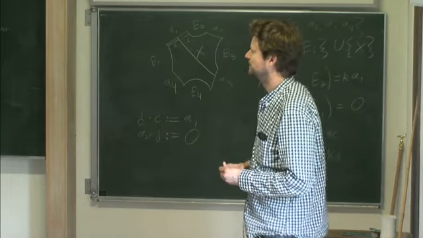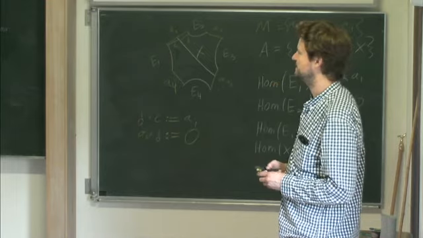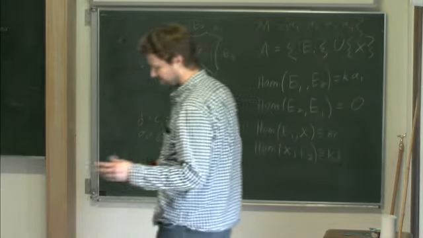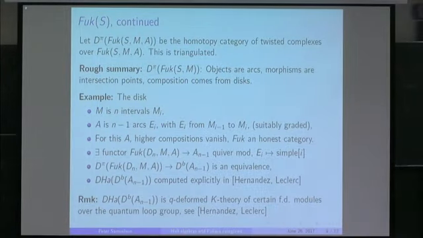Right, so as I said before, the rough summary is that objects are these arcs, morphisms are these boundary paths or intersection points between arcs, and the composition comes from disks. Okay, so here's an example, which is the disk. In this example, I'll say that the boundary of the disk has n marked intervals, and for the arc system A, I'll take n minus 1 of these arcs and nothing else. So in this example, I would take A to be E1, E2, and E3, and leave out E4 and leave out X.